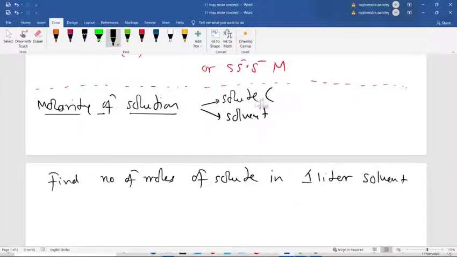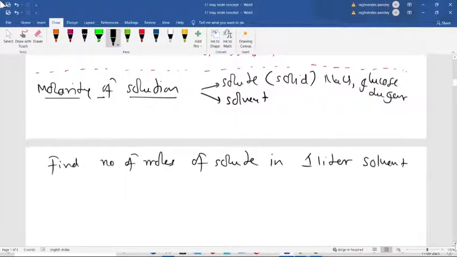The solute I am considering is a solid one. For example, you can take NaCl, glucose, sugar. These are solid solutes. When we dissolve them in a solvent, normally we take water, but this can be any solvent: alcohol, kerosene, petrol, whatever. So a solution is solute and solvent. If they ask about the molarity of a solution, it means the number of moles of solute in 1 liter of solution.